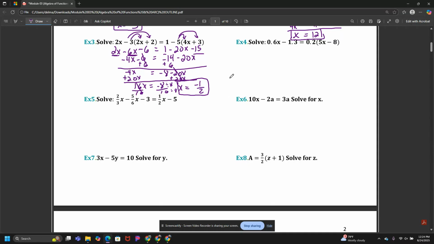Now this one is one where I kindly want to try to get rid of those decimals as best as I can. And if I multiply this entire thing by 10, I can do just that.